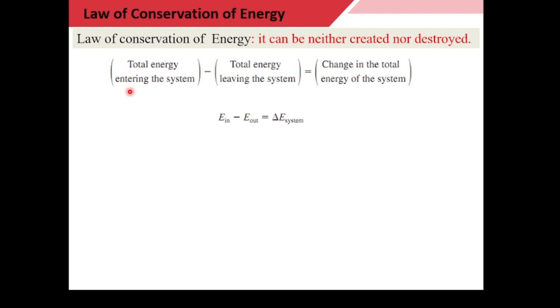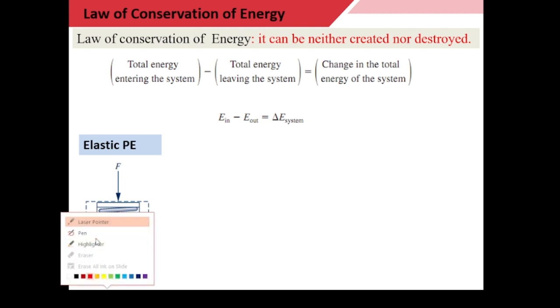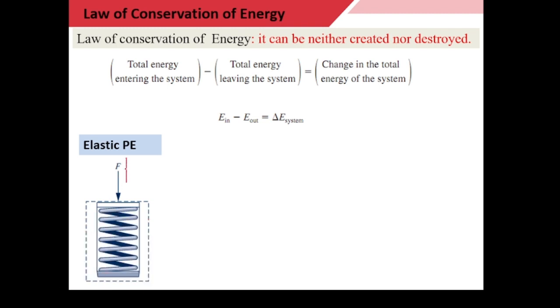In other words, you may say that the total energy entering the system minus the total energy leaving the system is equal to the change in the total energy of the system. So E in minus E out is equal to the change in energy of the system. Now let's implement this law of conservation of energy on some examples. If you apply some force F on a spring, what will happen? If you apply the law of conservation, that energy goes into increasing its elastic potential energy.